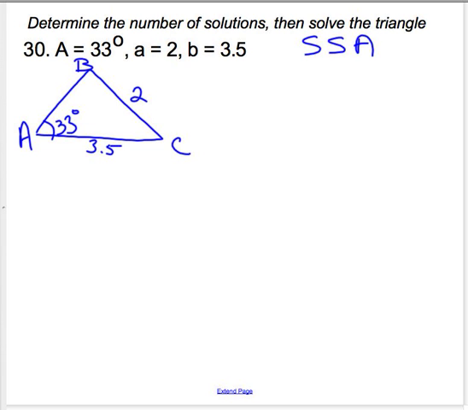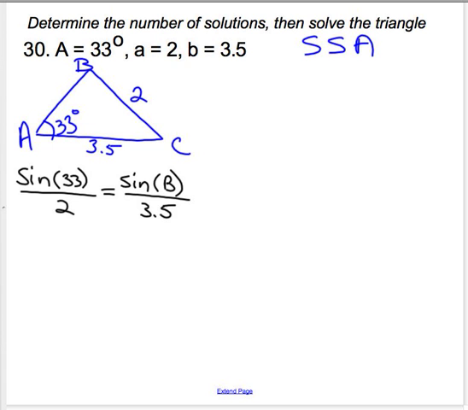Just talked about that in the previous problem. I can take the sine of an angle and divide it by the side across from it. That will be equal to the sine of a different angle, say angle B, over the side across from it. Say that's 3.5. And now again I can cross multiply, divide. So 3.5 times the sine of 33 divided by 2, and I'll get the sine of B. So if I do that on my calculator, I'll get the sine of B is equal to 0.953, or thereabouts.